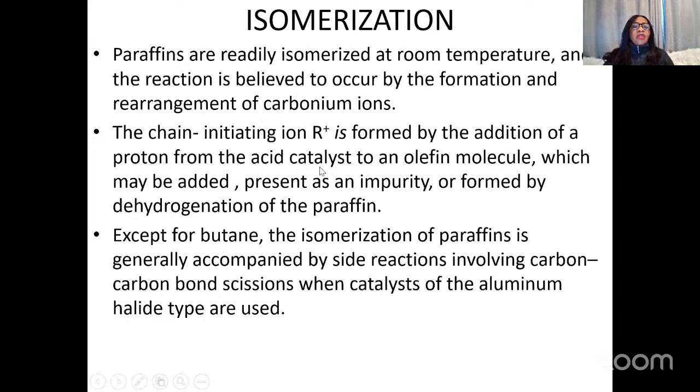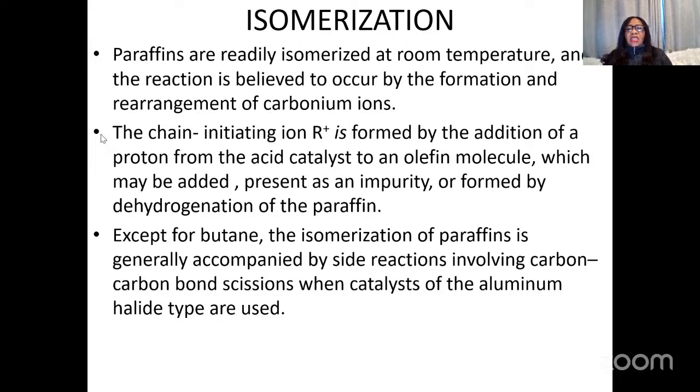Okay. So paraffins are readily isomerized at room temperature. The isomerization reaction is believed to occur by the formation and rearrangement of carbonium ions. So the chain initiating ion, alkyl R plus, is formed by the addition of a proton from the acid catalyst to an olefin molecule. So you can see the R plus there.